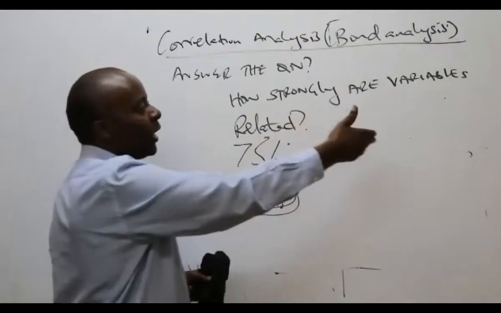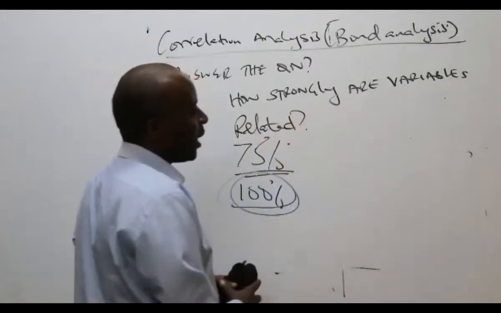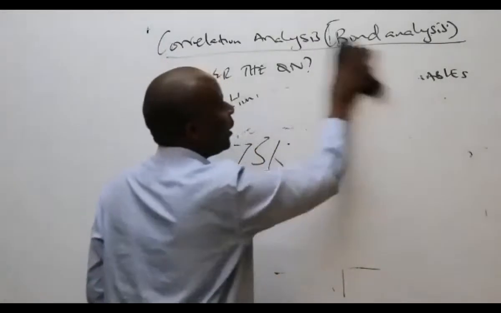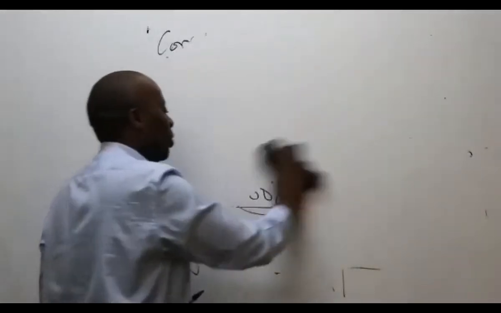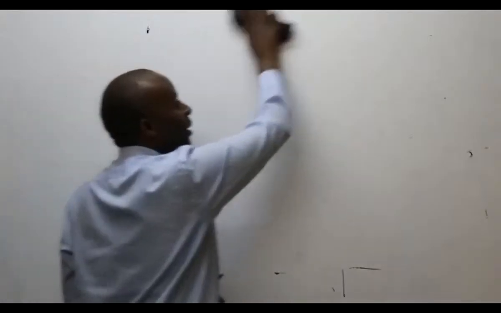So how strongly are the variables related is what we shall be looking at. And in the bond analysis, there are those of you whose relationships will be at 0.